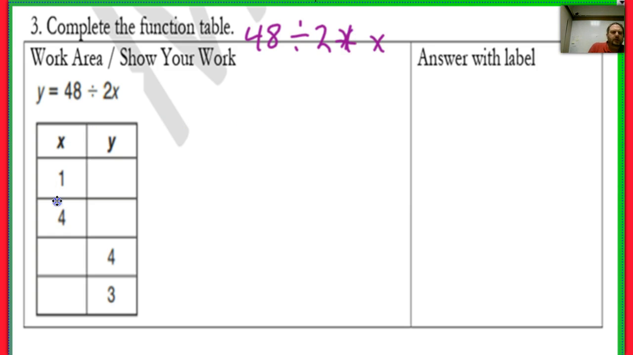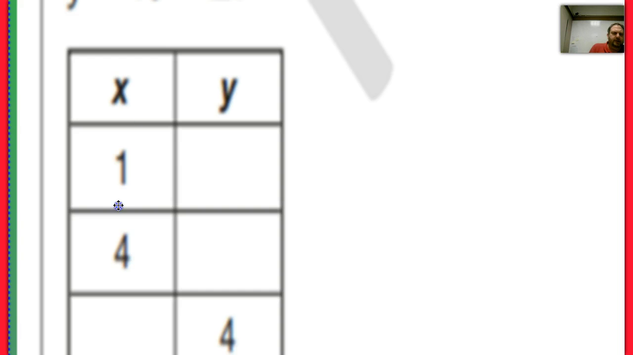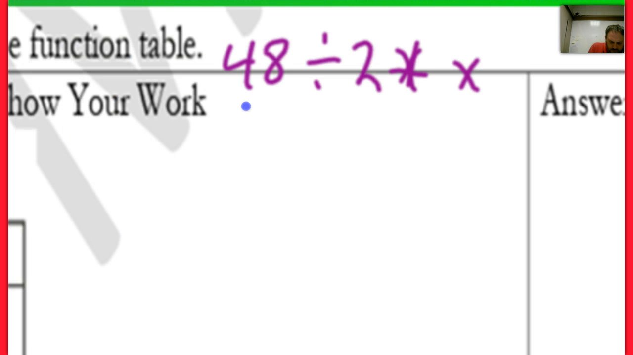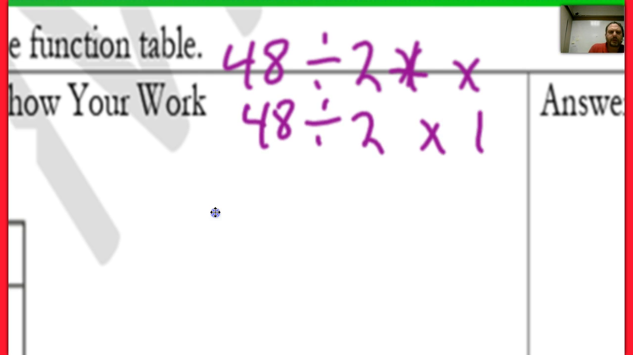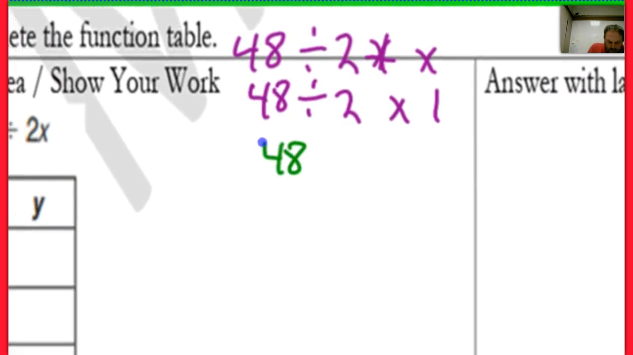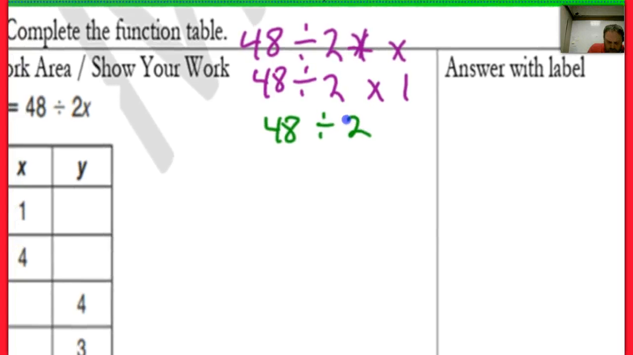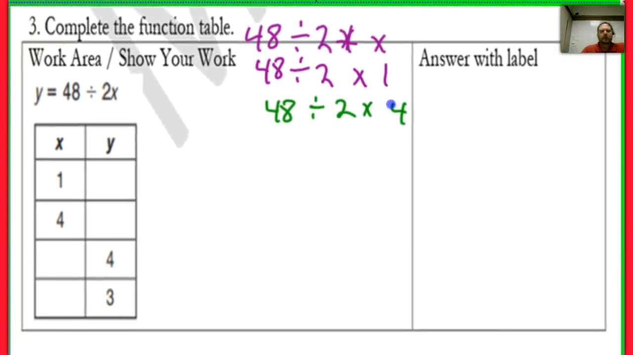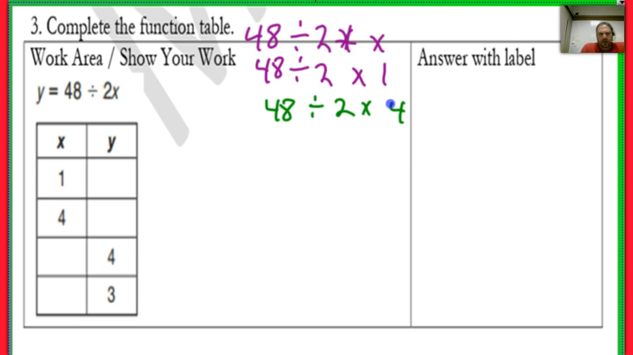Okay? All right, in the first two values, they give you x. So I'm going to plug those into the equation, and let me show you what I mean by that. So I'm just going to do 48 divided by 2 times 1 is one version. And let me grab a second color here to just change the color a little bit. Rewriting my equation for the third time, I have 48 divided by 2 times 4. Okay, does everyone understand where that's coming from?